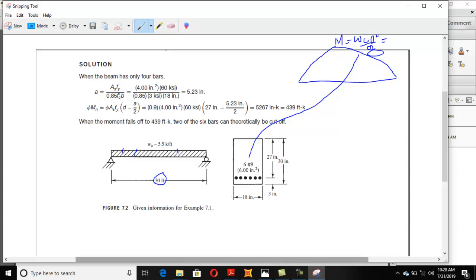You have 2 theoretical points. Okay, 2 theoretical cutoff points. This is 1 and this is 2. Theoretical point 1 and theoretical point 2, cutoff point 1 and cutoff point 2.